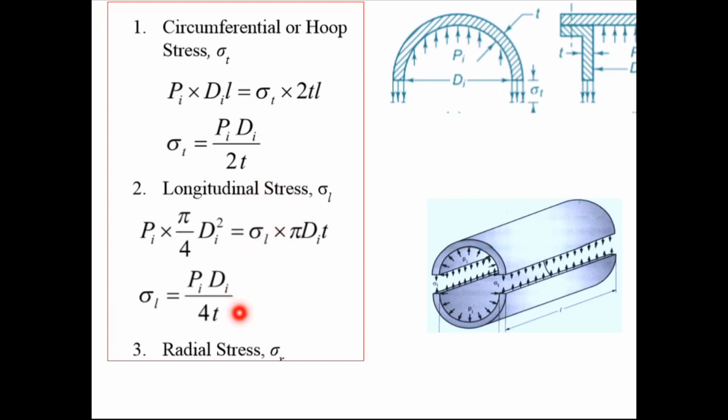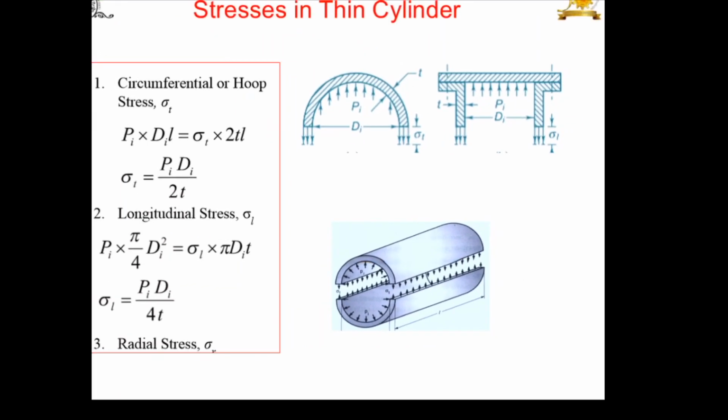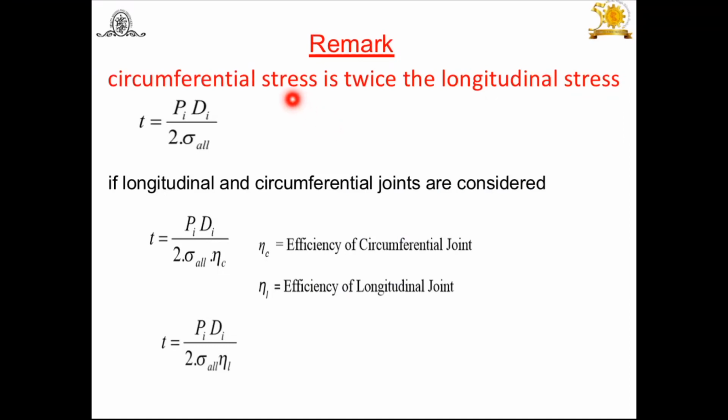Looking at these two expressions, you will find the magnitude of sigma t is more than sigma L, or two times more. Therefore, we can make a remark: circumferential stress is twice the longitudinal stress. And we can modify this expression to find the wall thickness. t is equal to pi di upon 2 into sigma allowable. Instead of sigma t, sigma allowable is written, that is the permissible stress based on Syt upon FOS, based on the material used for the cylinder.